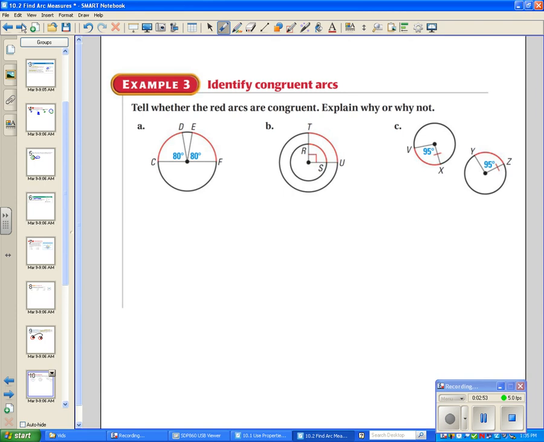Tell whether the red arcs are congruent. Notice this is 80 and this is 80, and they're part of the same circle. This is a yes. Over here, they have the same angle, in this case 90, but different radii. So this is a no. This is 95 and this is 95, and it tells you these segments are congruent. So this is a yes. Do you see what I'm saying?